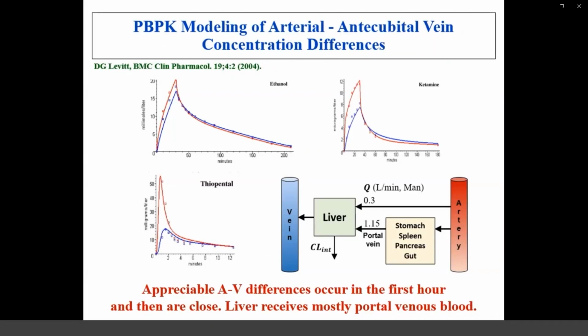And what's interesting is if you consider the structure of the liver and splenic setup in PBPK models, we can appreciate that the liver is getting about 80% of its blood from the portal vein. This is probably fortuitous because the portal vein concentrations are probably much like the antecubital vein concentrations if there's no GI metabolism.